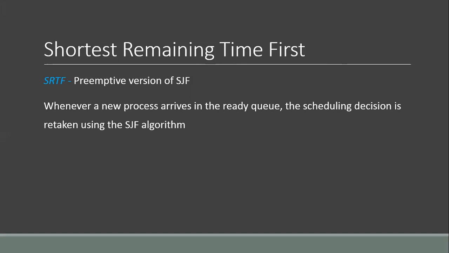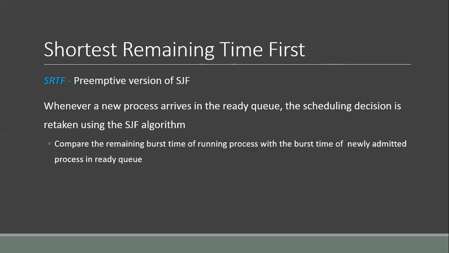Why will we retake this decision? The assumption is that this newly admitted process might have a burst length which is shorter as compared to the remaining burst length of the currently running process. So if this is the case, then we will select this new process for execution in CPU.